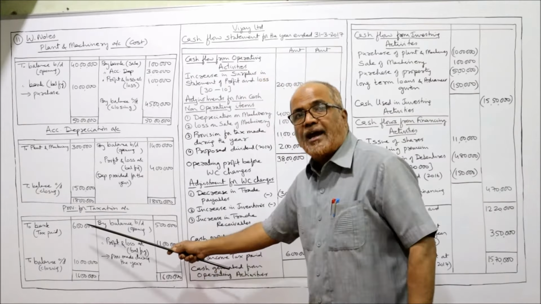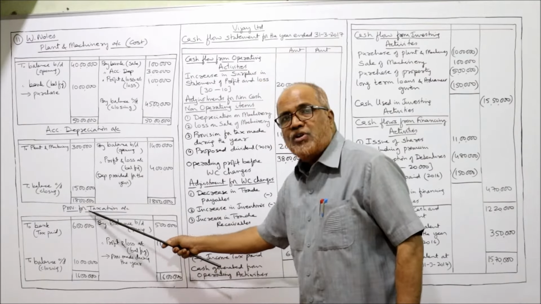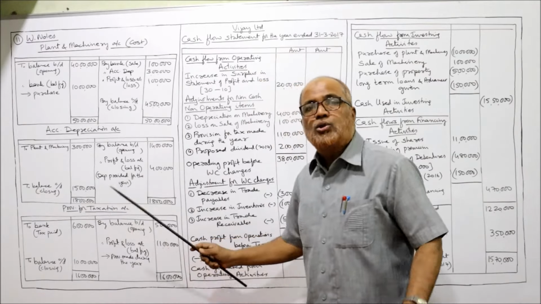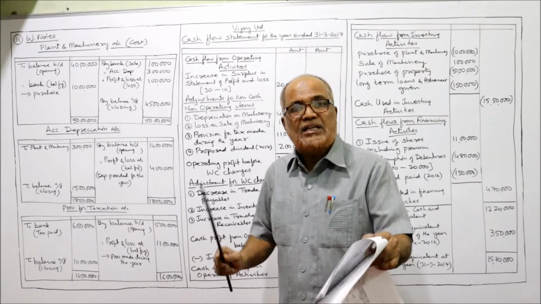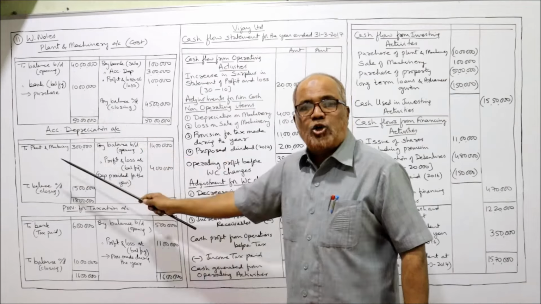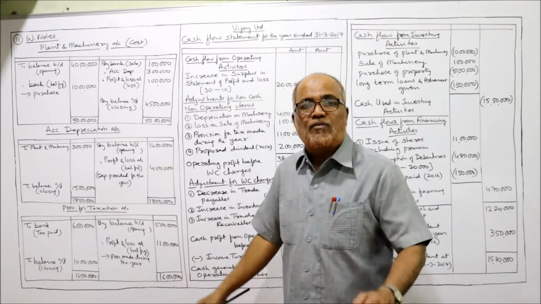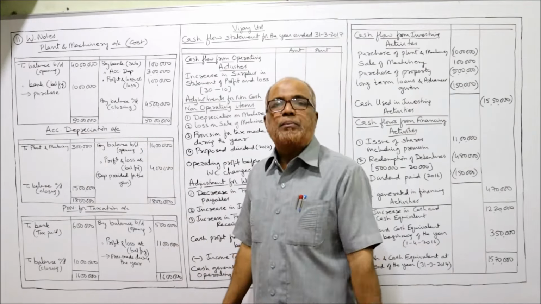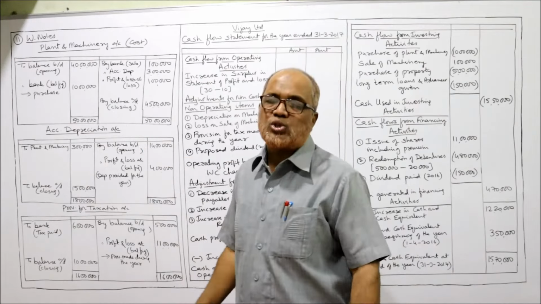So we have to make one account. Which account? Provision for taxation account. So 3 accounts we need in this problem. Plant and machinery account at cost, accumulated depreciation, and provision for taxation. Prepare cash flow statement. That's all.